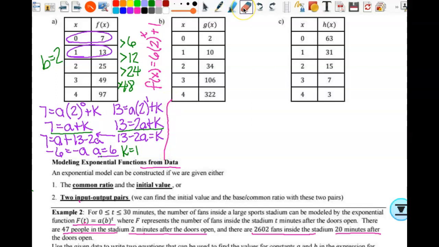Okay. I don't know why there's, oh, that's there from yesterday. That's why it's there. I was about to erase what we did.